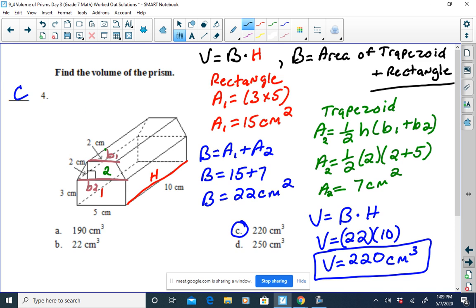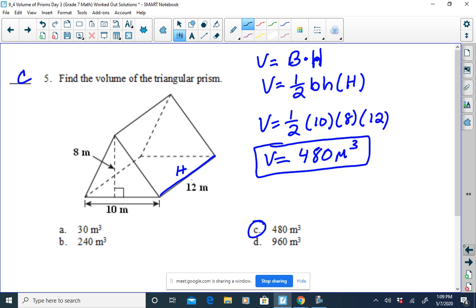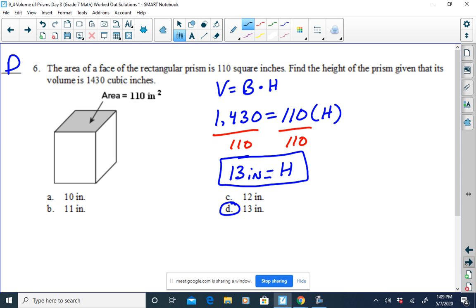Problem 4 we did. Problem 5 will look like this. Problem 5 is another triangular prism. And just remember, with the triangular prisms, it's 1/2 base times height, right? And then times the height of the prism. So it's 1/2 of the product of these three numbers. And one of the mistakes that I'm seeing from your work is that kids are just forgetting to take the 1/2, which is a normal mistake, obviously. So just be careful that when you have the triangular prism, you got to take the 1/2. And then problem 6, which we didn't go over, should be 13 inches.